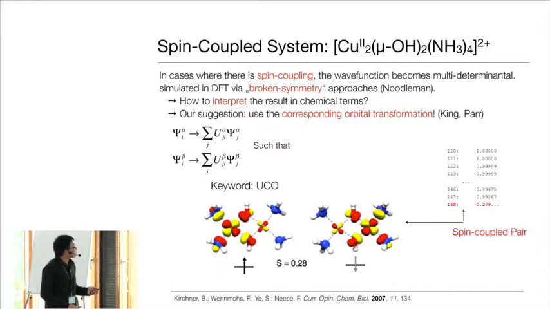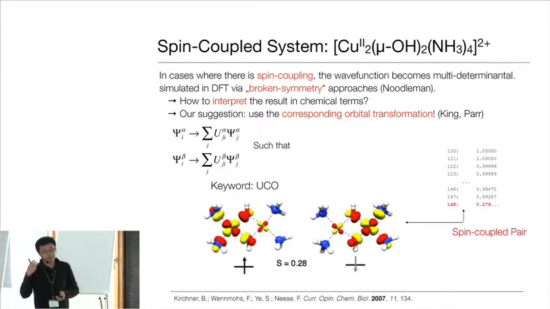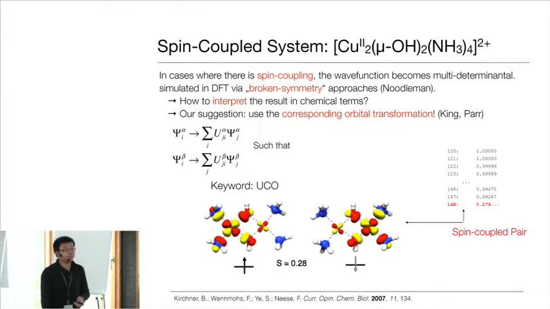And then we recommend using the so-called corresponding orbital transformation. In this one, we transform the alpha and the beta sets independently, and then we try to find one from the alpha set which matches the one in the beta set as much as possible. That indicates we calculate the overlap between the orbitals. We try to optimize the overlap between them.